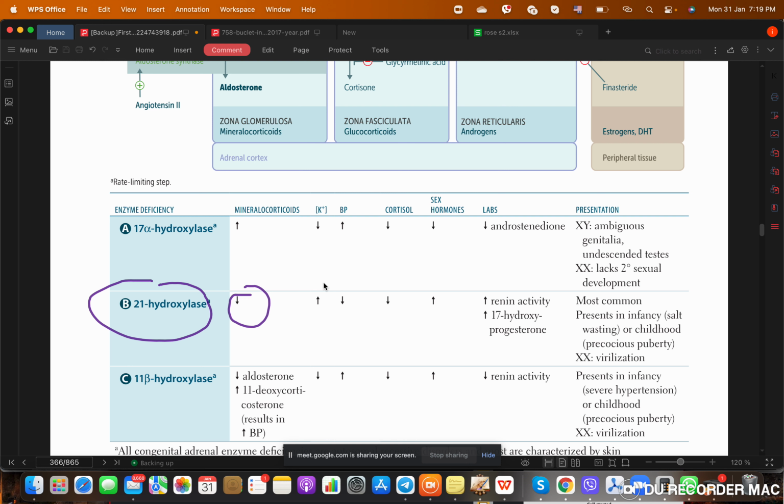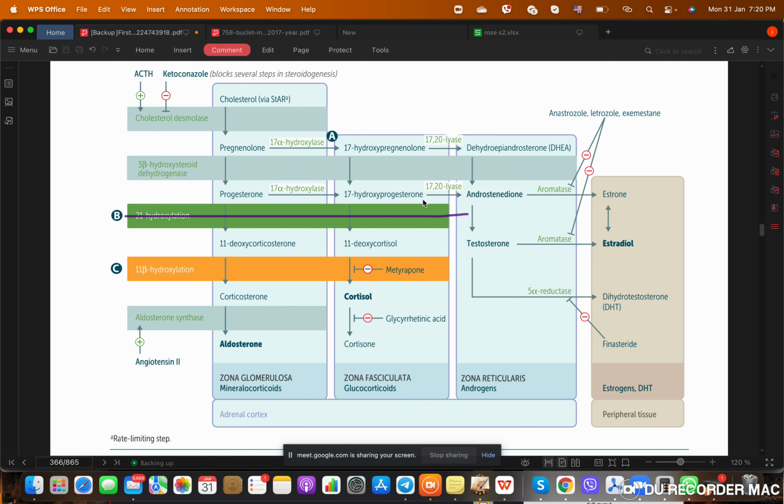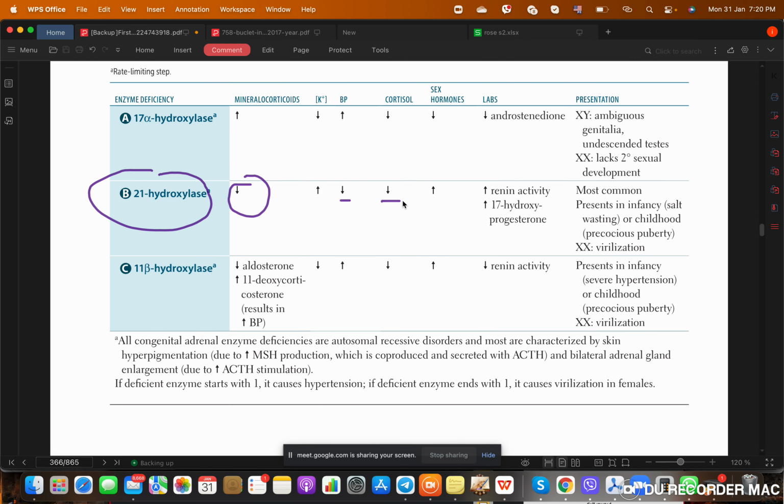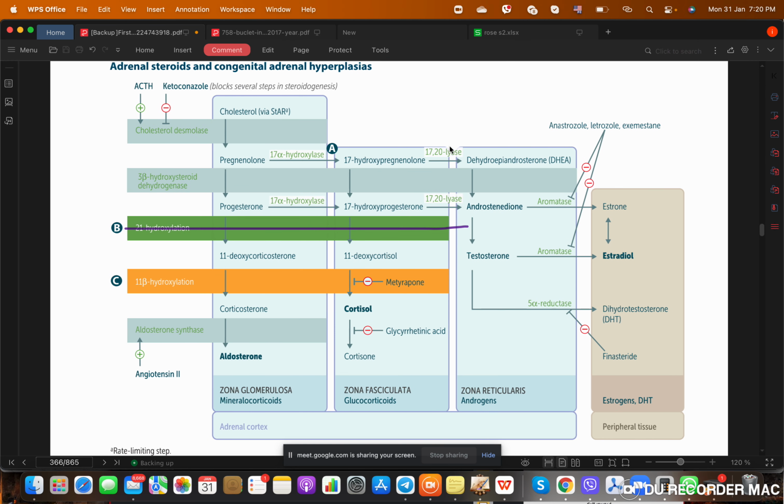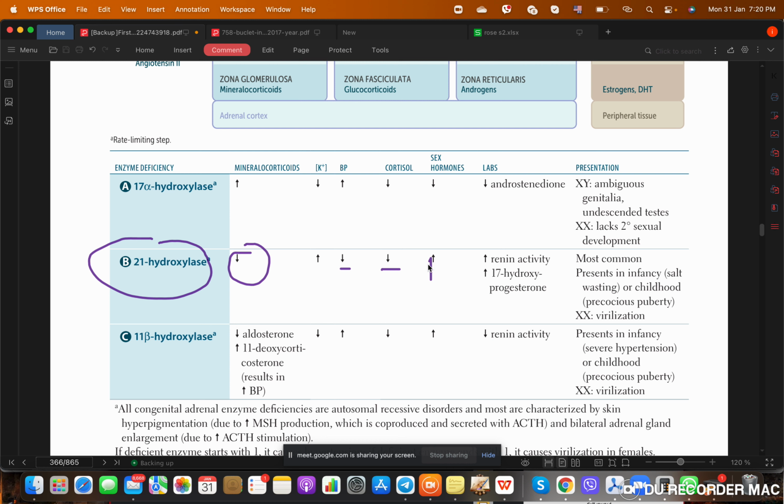Logically, high potassium. So the blood pressure goes down, because there is no mineralocorticosteroid. What about cortisol? Well, we have blocked the whole thing here, so it will be down. What about sex hormones? Well, we have shifted everything to the right, so the sex hormones are going to be up.